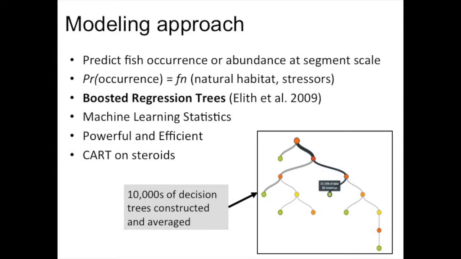Okay, just really quickly on the modeling approach itself. We're essentially here predicting the occurrence of brook trout as a function of these natural habitat and stressor landscapes. The modeling system that we use is boosted regression trees. It's actually really simple to run now in R. It's a very powerful approach, however.